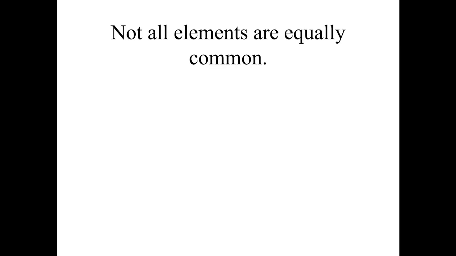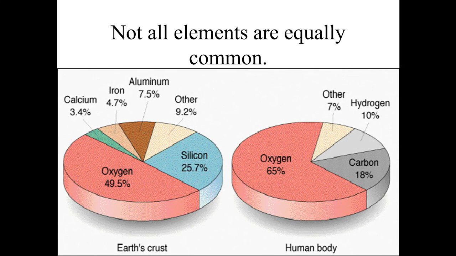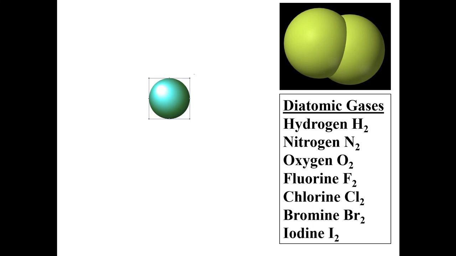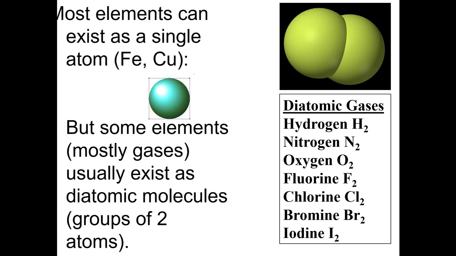Each element has a name and symbol: H is hydrogen, Li is lithium, C is carbon. But not all elements are equally common. In the Earth's crust, it's oxygen, silicon, calcium, iron, aluminum. And for the human body, it's oxygen, carbon, hydrogen, and 7% other stuff. You have diatomic gases. Diatomic means two atoms in a gas, like hydrogen, nitrogen, oxygen, fluorine, chlorine, bromine, and iodine.